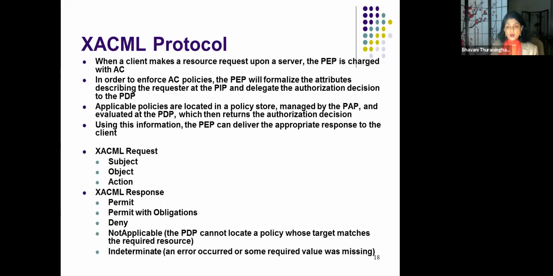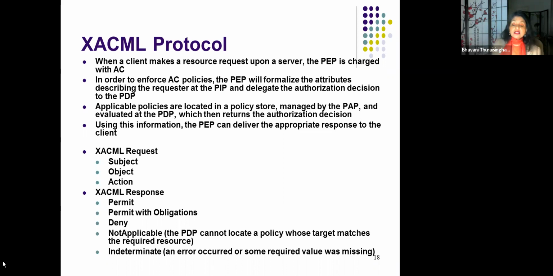Okay, so what's the format here? The client makes a resource request to the server, and the PEP is charged with access control. I'm sort of repeating what I said earlier. In order to enforce AC policies, the PEP will formalize the attributes describing the requester at the PIP and delegate the authorization decision to the PDP. Applicable policies are located in the policy store managed by PAP and evaluated at the PDP, and other information like attributes is used to make a decision.